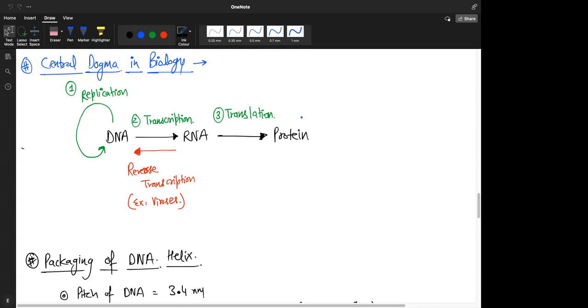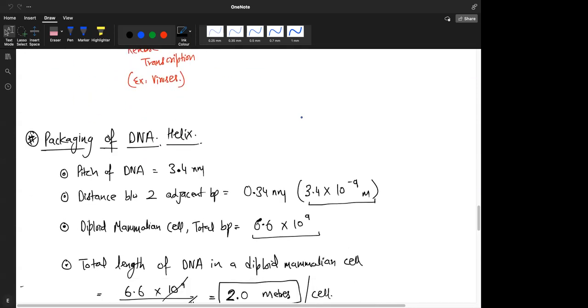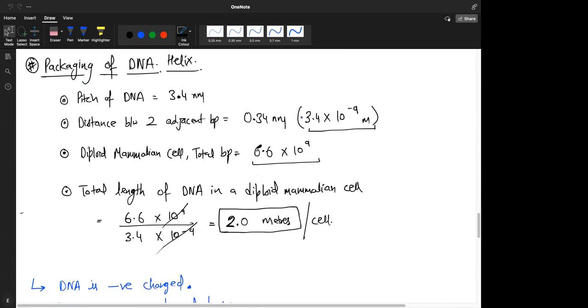Then we discussed packaging of the DNA helix. The pitch of DNA is about 3.4 nanometers. The distance between 2 adjacent base pairs is 0.34 nanometers.